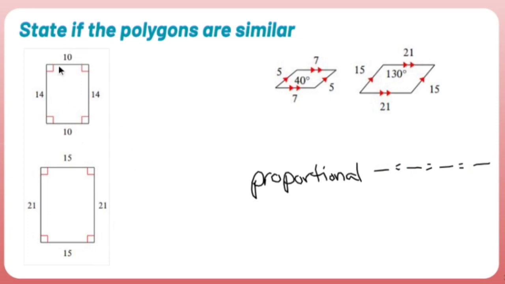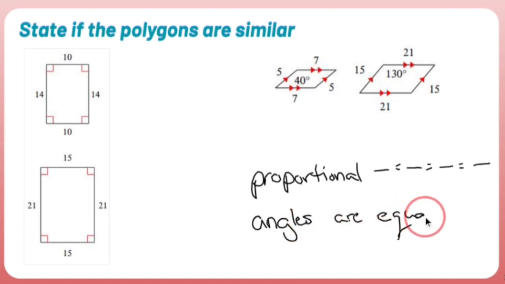So I would do like 10 seems to match up with 15. So 10 over 15 and so on and so forth. And I have to make sure that all of my angles are equal. Okay, so the angles have to be equal. The sides have to be proportional. So let's do the proportional part first. I'm going to match up corresponding sides, and I'll do small to big.